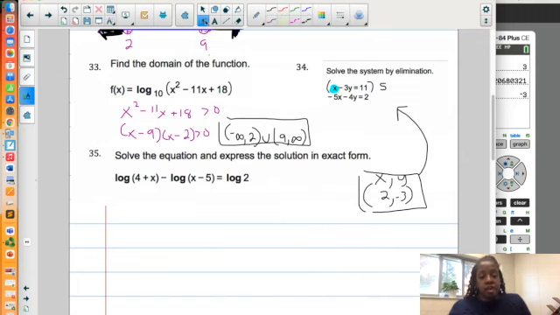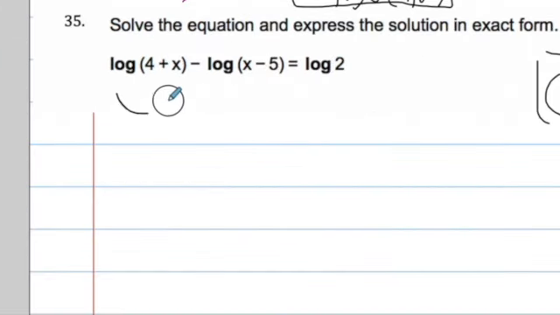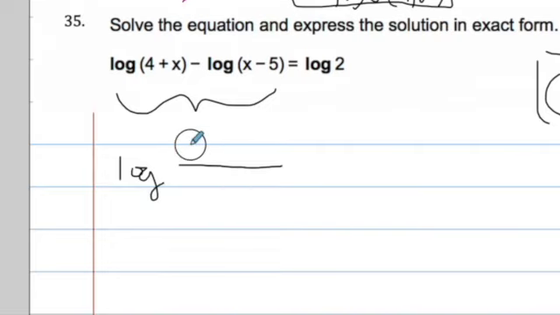All right, now let's solve this log equation and express the solution in exact form. Log of 4 plus x minus log of x minus 5 equals log of 2. First thing we're going to do is to write this side as a single logarithm. So that becomes the log of, what does subtraction tell us to do? It tells us to divide. The log of the first argument, which is x plus 4, over the second argument, which is x minus 5. And this equals the log of 2.